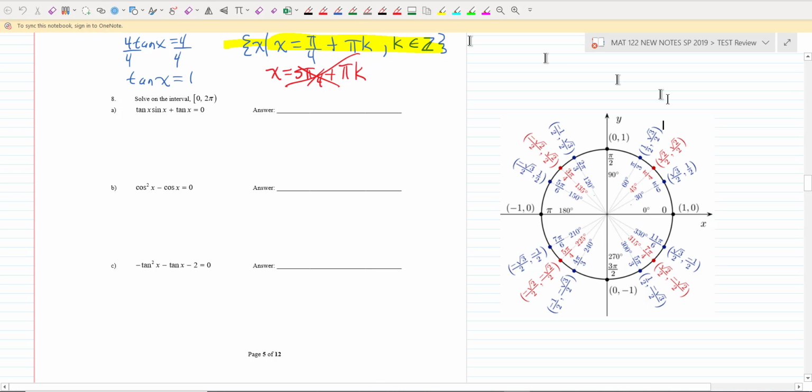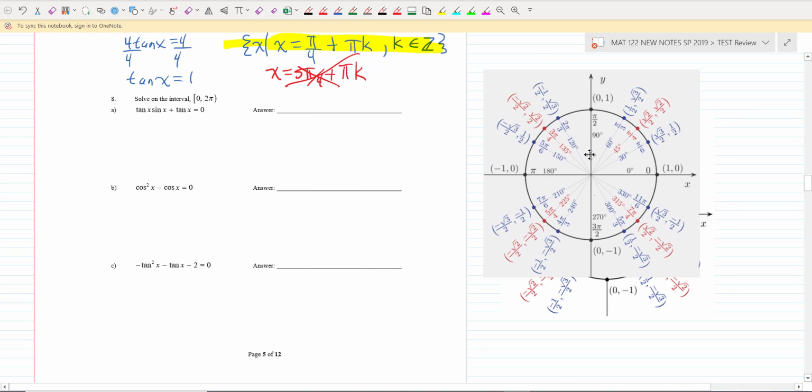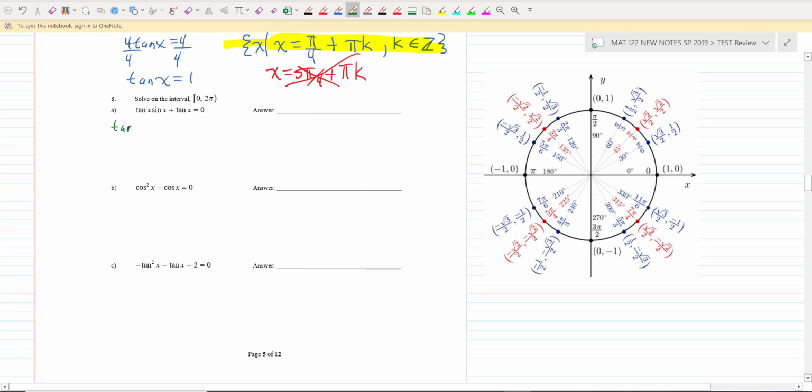Okay, so continuing on with some other trig equations of different types. These down here have something to do with factoring. So what we want to do on this one is notice that it is already set equal to 0, and it looks like you can factor a tangent x out of the left side, so that's what you want to do.